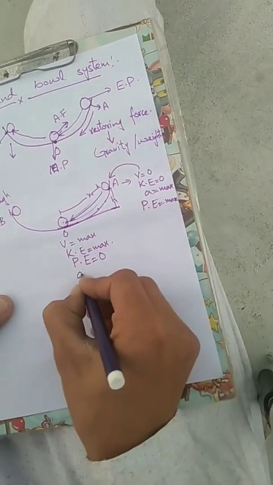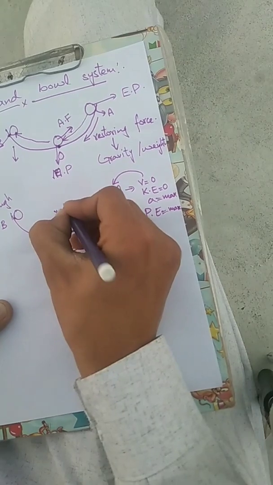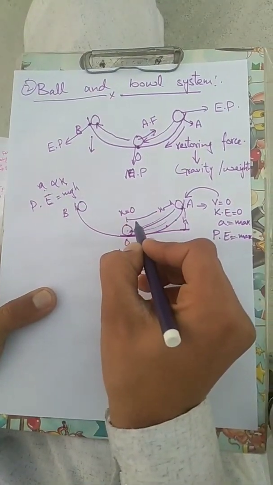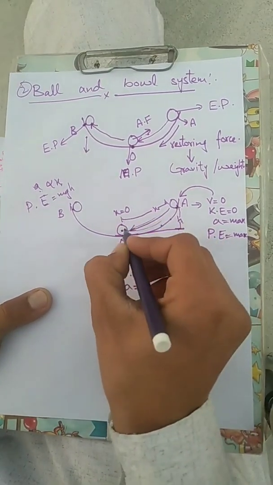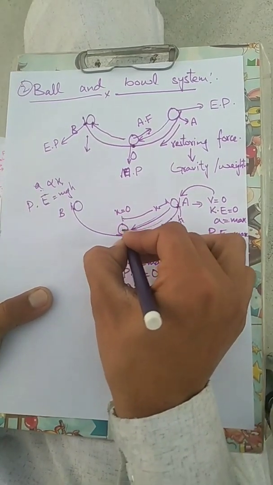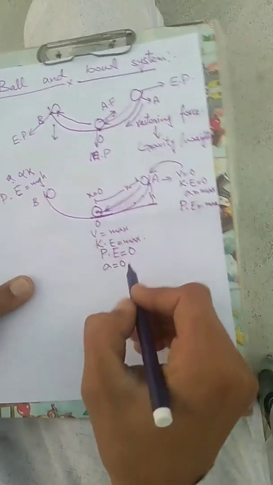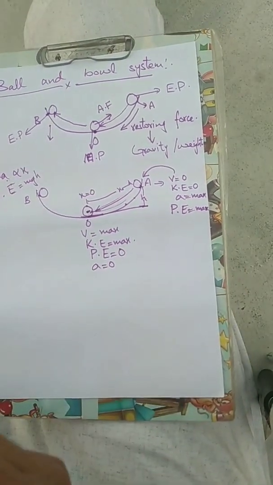And its acceleration will also be 0. Why? Because at this point its displacement is 0. We know that acceleration increases with displacement in simple harmonic motion. So it is not possessing any displacement at point O, because displacement is always calculated from point O. When the object is at point O, it has no displacement. So when it has no displacement, its acceleration will be 0. Remember.